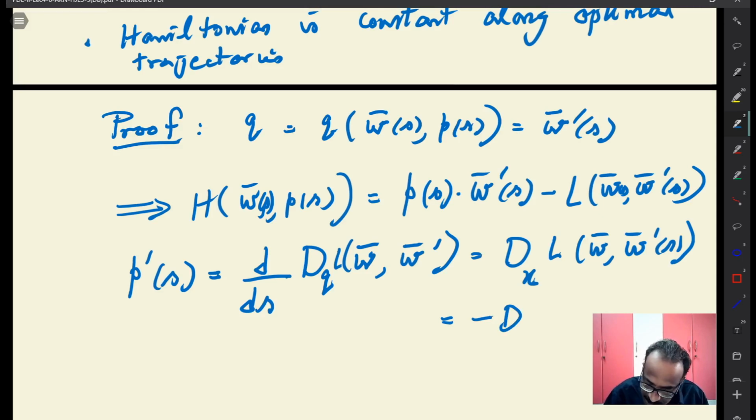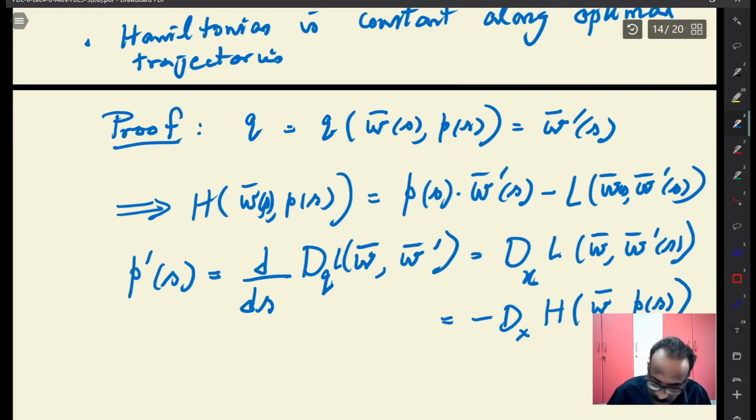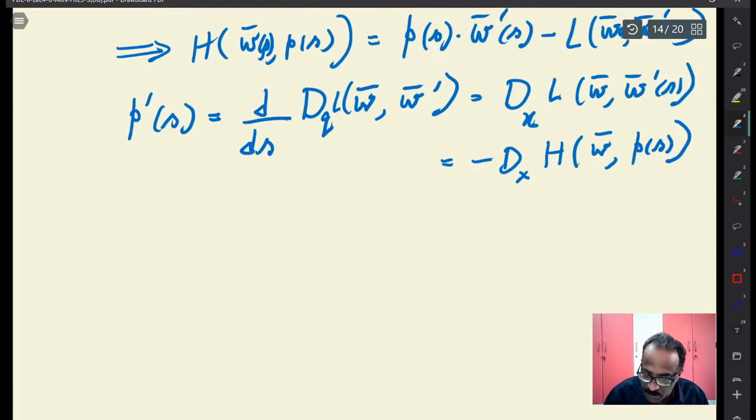And that is nothing but your minus dx of, by definition, from here. If you take your h here, and differentiate with respect to the first variable, this is nothing but dx of L. So if the previous equation tells you this is nothing but dx of h, W prime and P of S. So you have W prime and you have your P of S, and that's what you want to prove. One equation, P prime of S is equal to dx of W bar P of S. Dx of L is nothing but that equation.